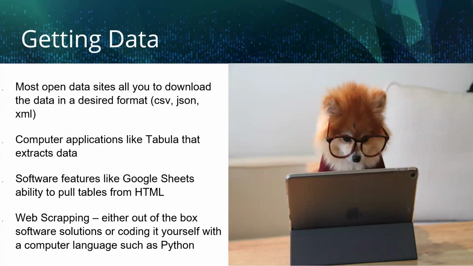Now, most of the open data websites that you will visit have options to download the data in a variety of formats, the most common ones being CSV, JSON, and XML. You can also get map data in other formats such as HTML and PDF. Now, for data that's locked behind a PDF, you can actually grab data from that, which I'll show you how to do next. But we also have some software that pulls data from websites such as Google Sheets, with the ability to pull tables from HTML pages like Wikipedia, which is pretty cool, which I'll also show you.